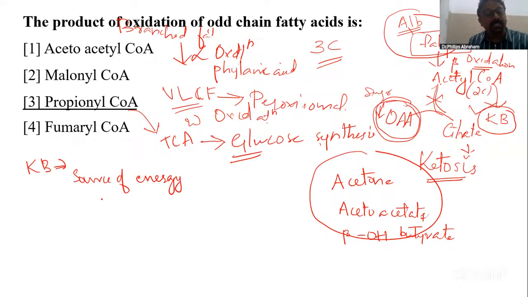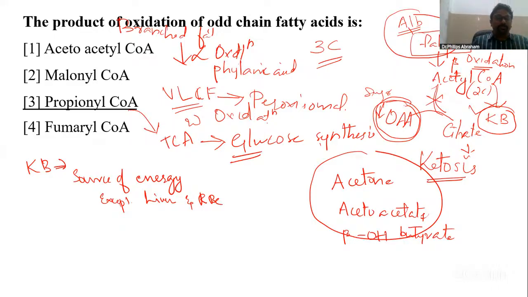Energy, except for liver and RBC. Please note, I'll repeat once again. Ketone bodies are synthesized only in the liver. Please, those who are listening, write it down somewhere. Ketone bodies are synthesized only in the liver, but they cannot be utilized by the liver. Except liver and RBC, all other cells, including the brain, utilize ketone bodies for energy.